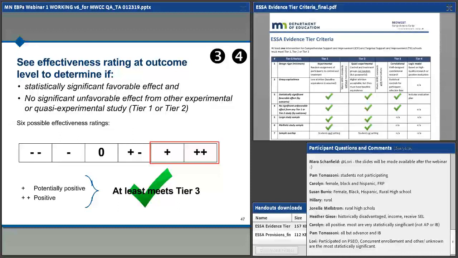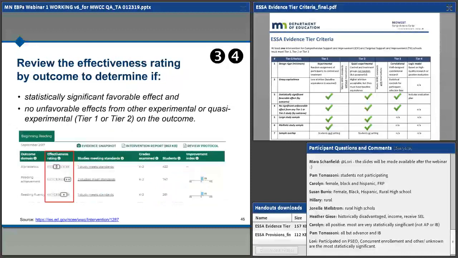Conversely, if the last 2 indicators in that band are selected, you know that that intervention at least meets tier 3, full stop. So if you find an intervention that has either of these selected, you can be confident that it at least meets Tier 3 and meets the minimum requirements for CSI and TSI. So that's how easy that particular look for is. So then we can apply that to our original screen here.